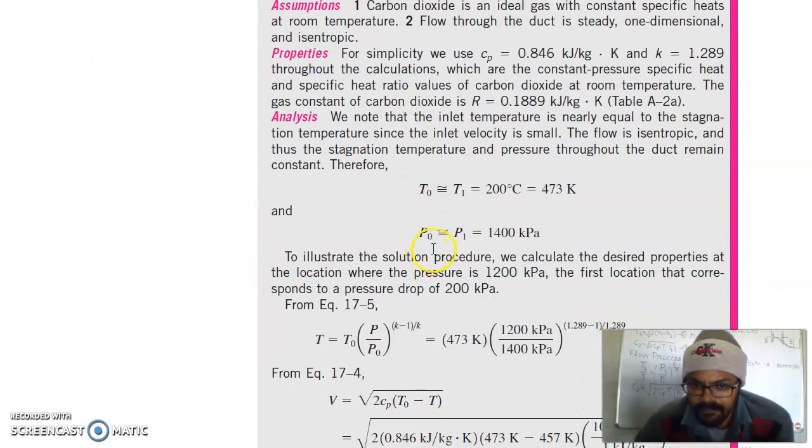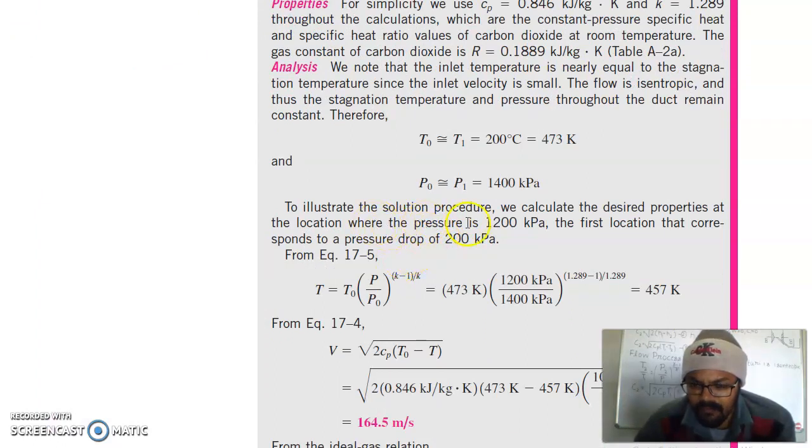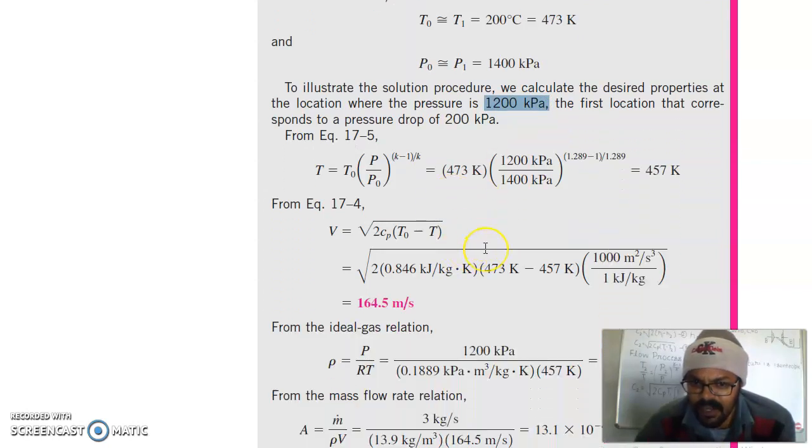We know T0, P0. Now we have to find, when your pressure drops to 1200 kPa, the corresponding velocity, density, area and Mach number. So first we will find what the temperature is when your pressure drops to 1200 kPa. We know from the relation that for an isentropic process, T is equal to T0 times the pressure ratio raised to the power (gamma minus 1) by gamma. When you solve it, the temperature after a drop to 1200 kPa is 457 Kelvin.